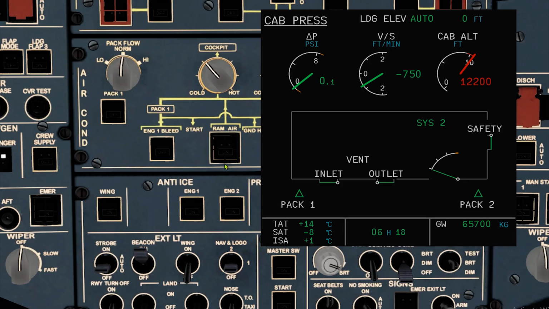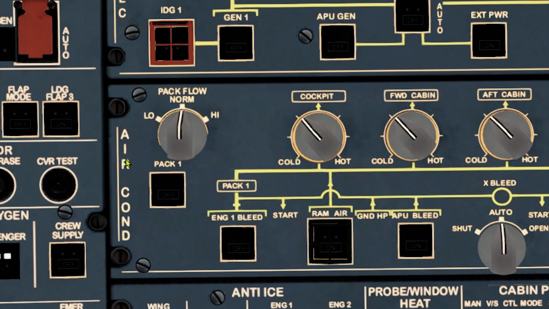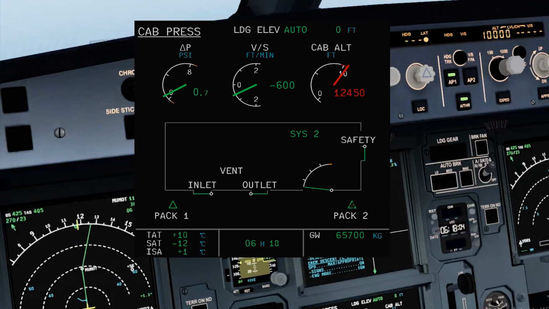It may sound confusing, but don't worry, there will be a summary coming up at the end of the video. If APU itself is not available, then perform the same actions. APU bleed off, and when at or below flight level 100, MEA or MORA, pack 1 on. Engine 1 bleed on. If engine bleed is not recovered, engine 1 bleed off, and maximum flight level is flight level 100. Wing NTI is not available, and when cabin pressure delta P is less than 1 psi, ram air on.